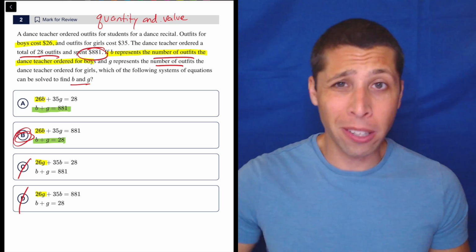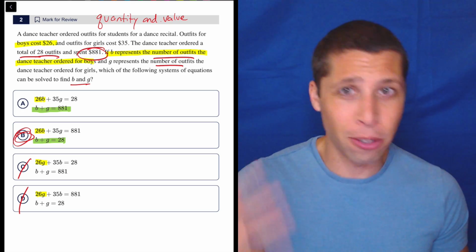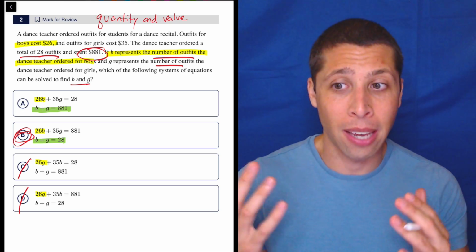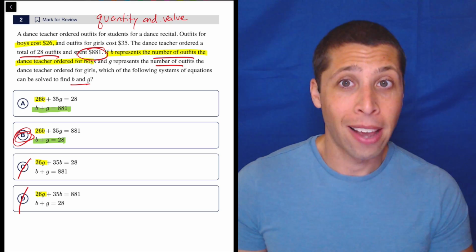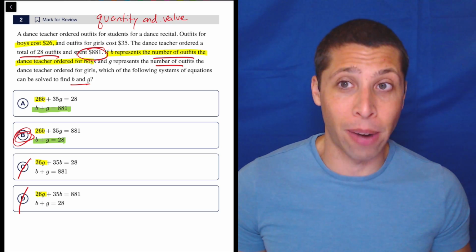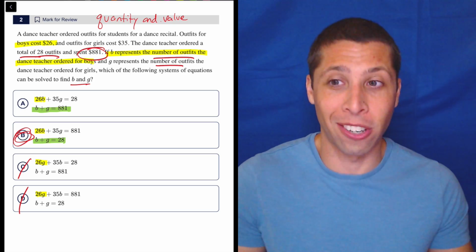But don't do more work than you need here, guys. Let the choices tell you what to care about. Sometimes it's as simple as this, where you match the variable to the rate, and you already have doubled your odds of getting it right. Don't overwork these things. Just look at the choices.